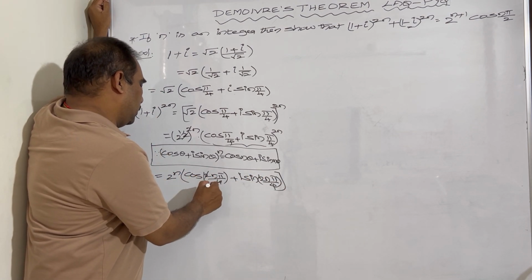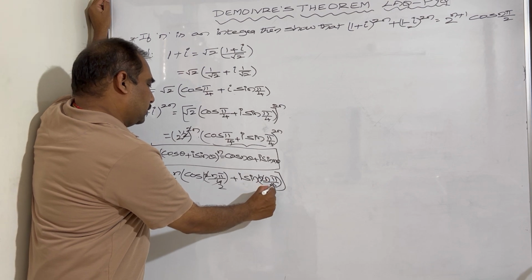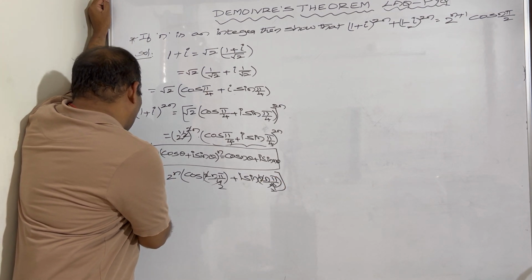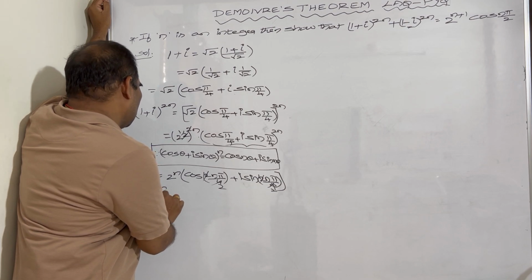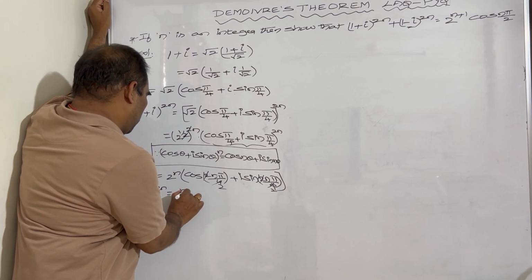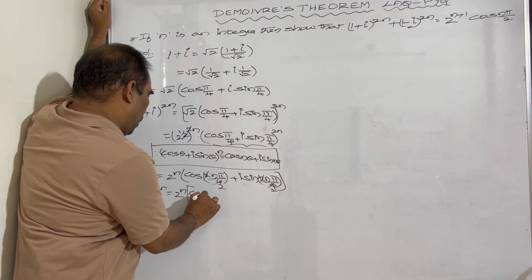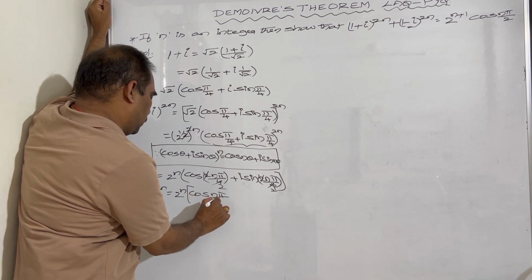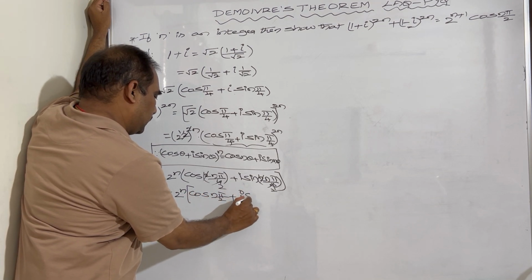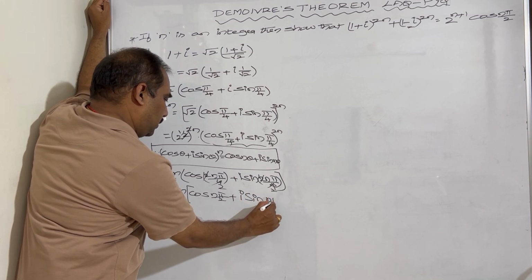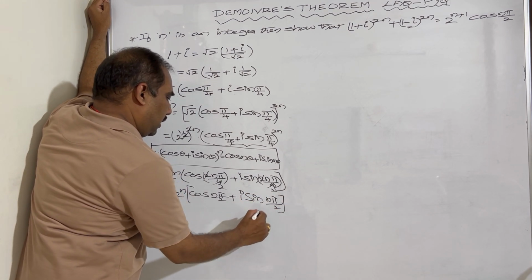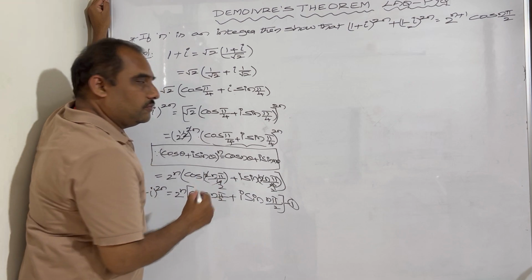So now here the 2s cancel, and we can write (1 + i) whole to the power of 2n, which is equal to 2 to the power of n into (cos nπ/2 + i sin nπ/2). Say this is condition 1.